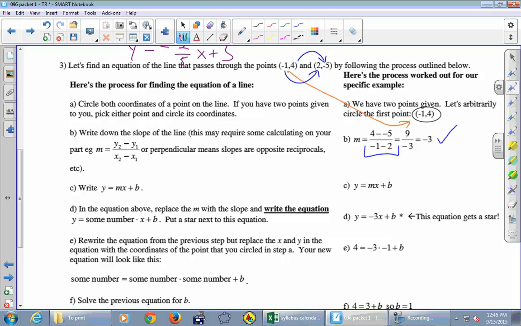This is me just really trying to be detail oriented. I don't need you to do this step. But if you are not getting these right 100% of the time, then just follow my lead even if there's some extra stuff written out. So we just write y equals mx plus b.